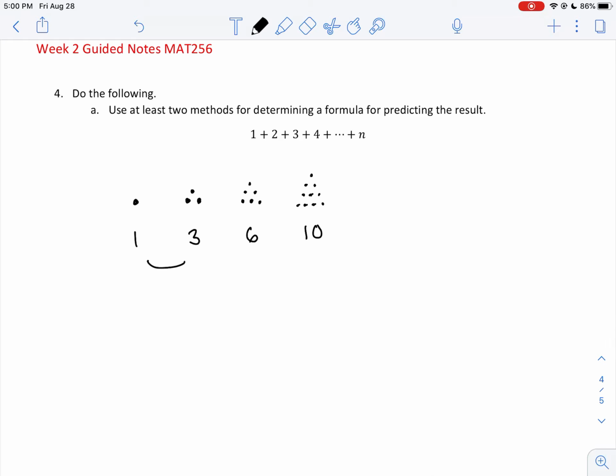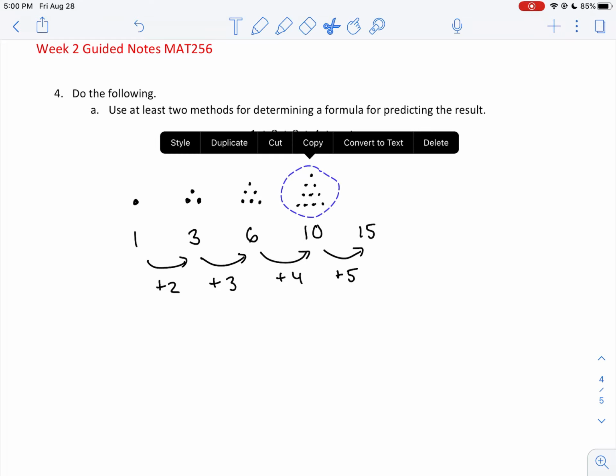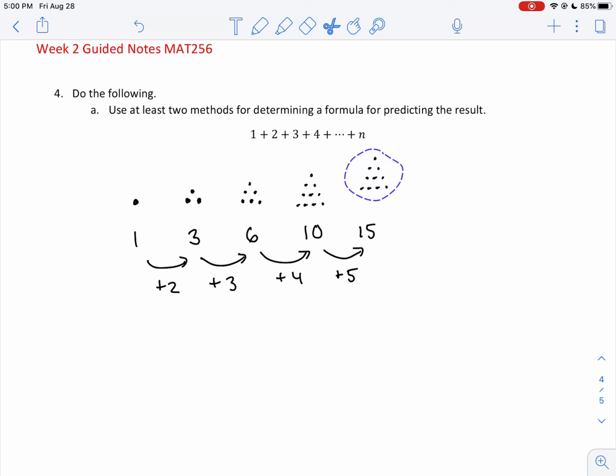Notice this pattern. To go from 1 to 3, we add 2. To go from 3 to 6, we add 3. To go from 6 to 10, we add 4. You see a pattern here? What do you suspect we're going to add to go from 10 to the next number? Probably add 5, which makes perfect sense because the very next triangle I would draw would be this same triangle, but with an extra row on the bottom that would have 1 more than the last bottom row. So it'd have 5 dots.